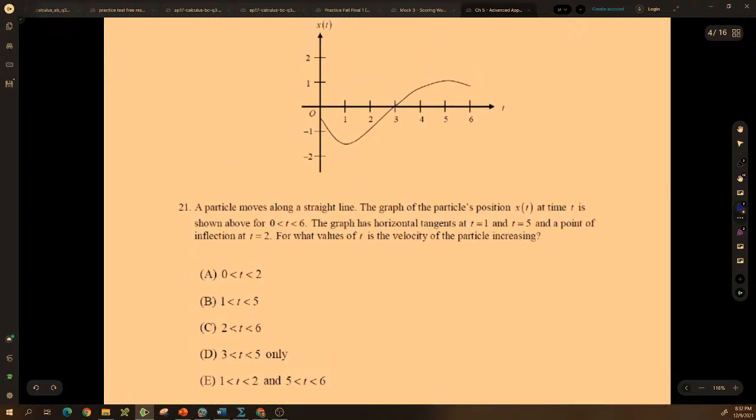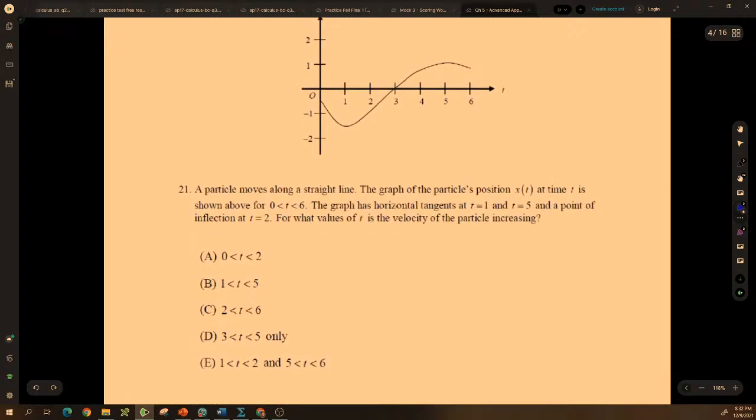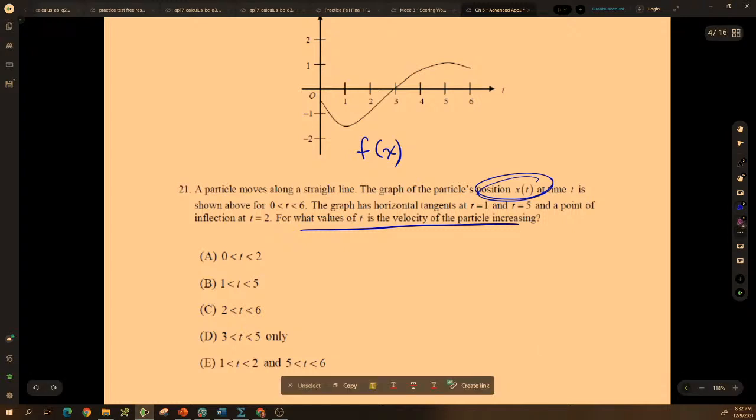So our first question, we have this graph, and they call it a position graph, which you need to remember is basically as if I had an f of x graph. It's the same as having that original graph. And then they say, for what values of t is the velocity increasing? Now, this is kind of a little bit of a double, because they're asking for velocity increasing.